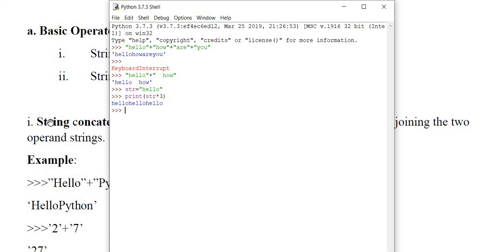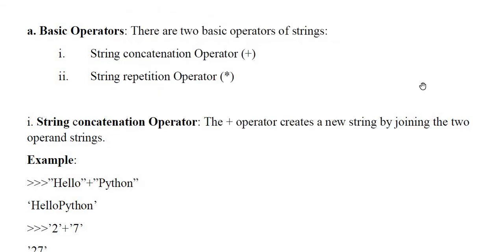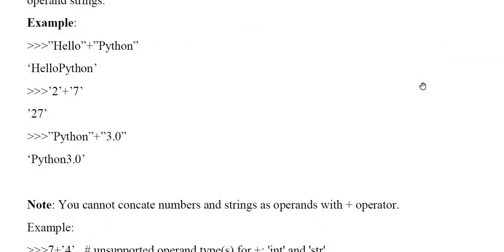Okay, the same thing, if you want to print a number of times, then asterisk is the best option. Fine. Asterisk is just for repetition of the same string as many times as you want. So I hope it's clear, the basic operators.